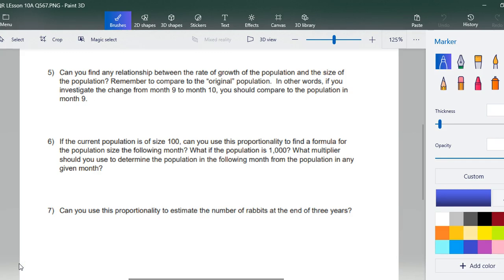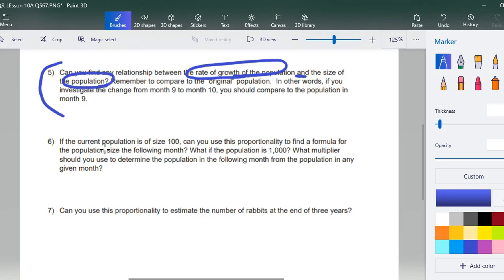So now moving on to question 5, and a reminder, this is always a good time to hit pause, work on it by yourself, and then come back and let's look at it together. But question 5 says, and it did it again. Let me grab that. Question 5 says, can you find any relationship between the rate of the growth of the population and the size of the population?